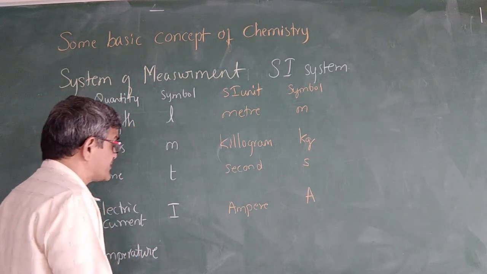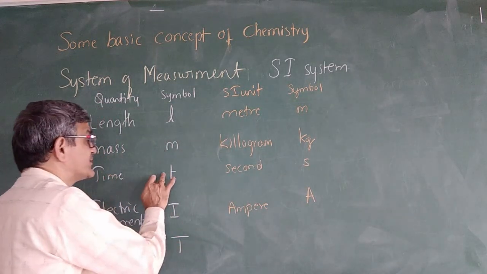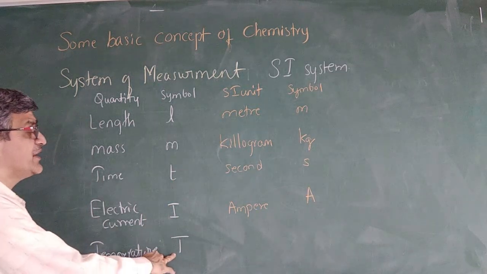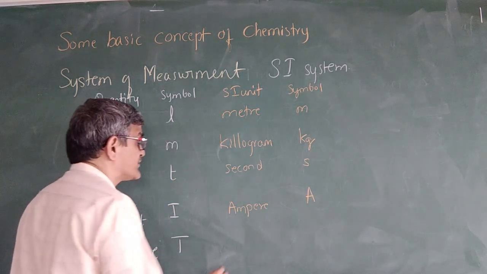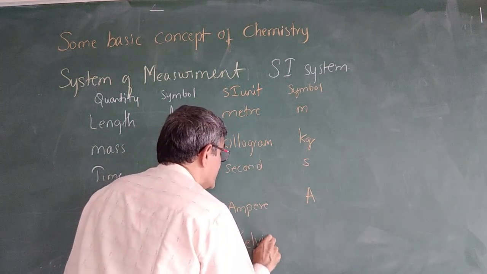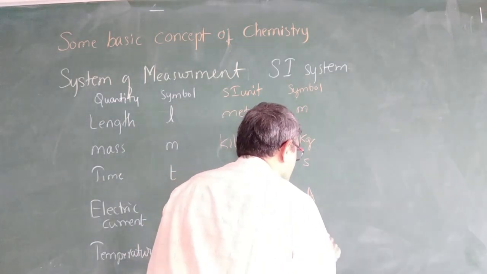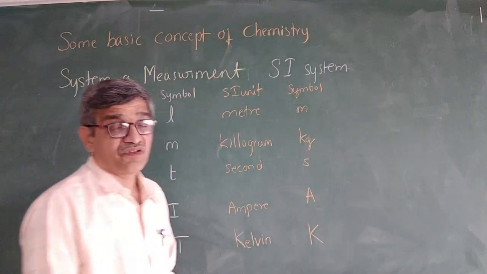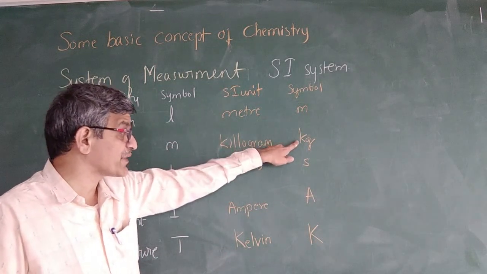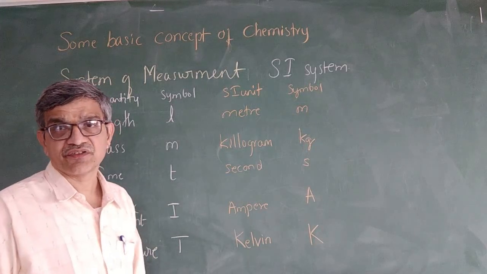Temperature, the symbol for temperature is a capital T. See the difference: time is a small t, temperature is a capital T. The unit is the Kelvin and the symbol is a capital T. See, therefore I told you earlier that the symbol for kilogram is a small k. What happens if you write a capital K? The temperature unit is Kelvin.